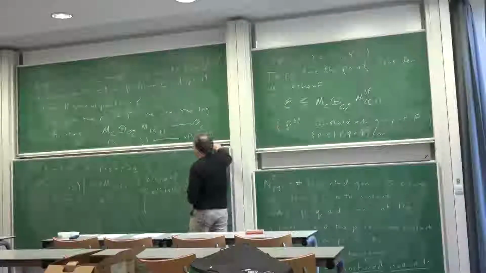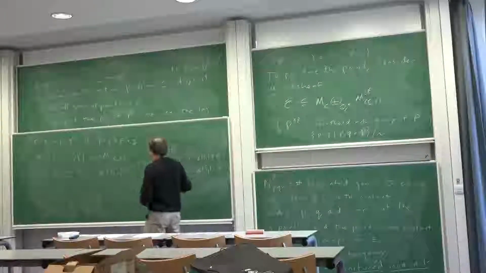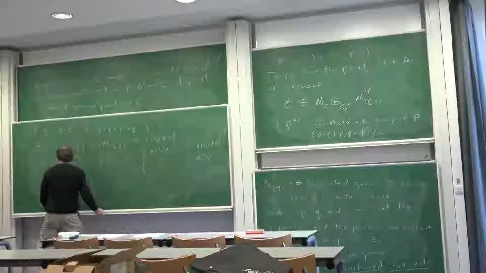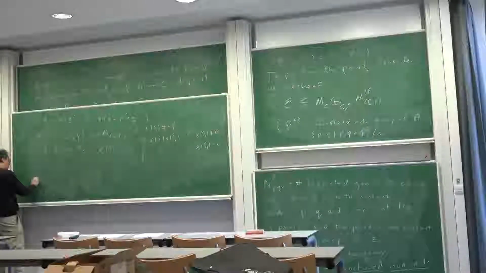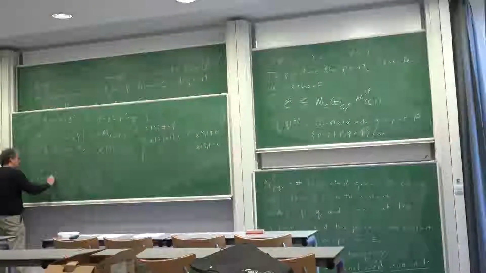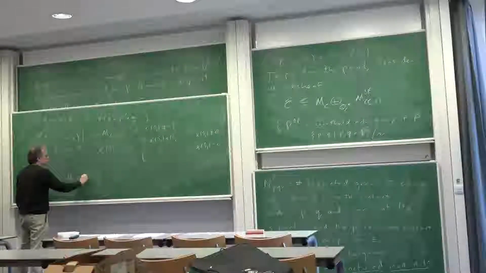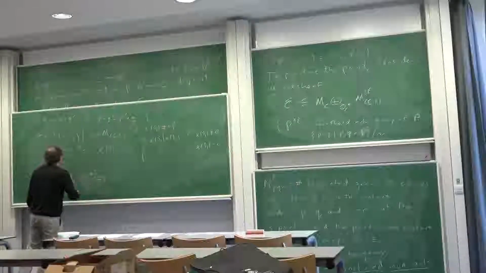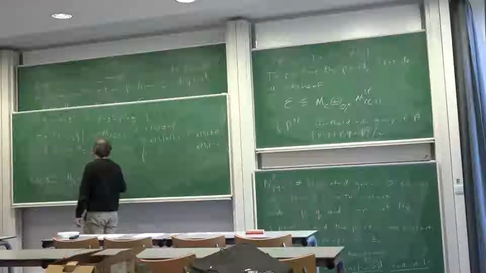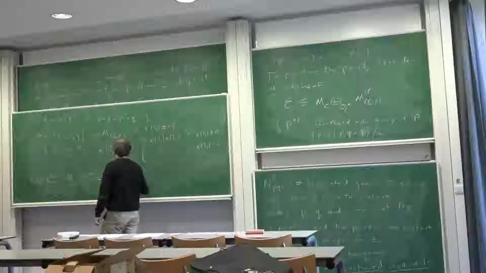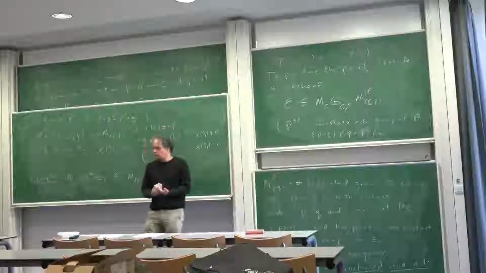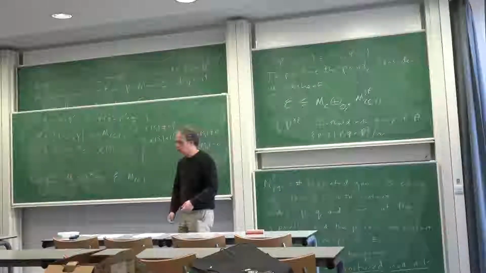So example. If MC is equal to OC star, then E is just MCP, and all we've done is we've marked the point. So we don't get anything new.